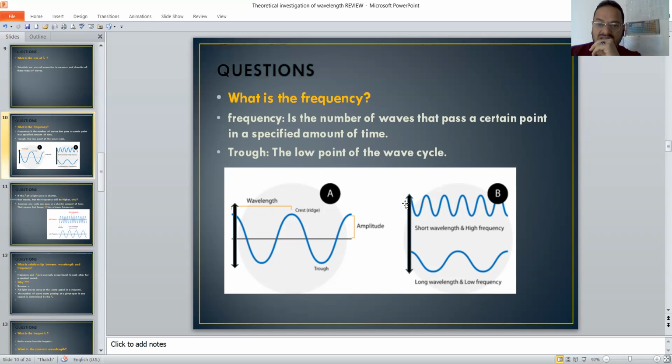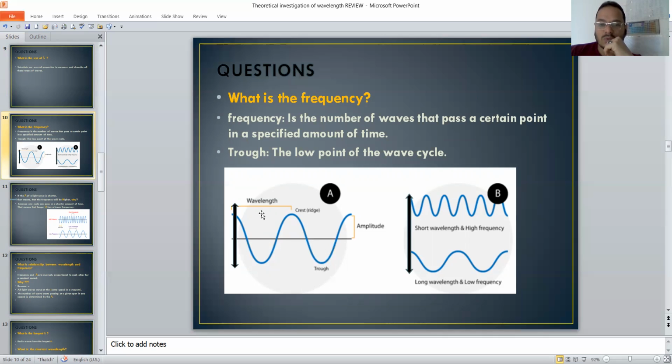Let's say here, at this certain line, but we're dealing with an important condition. Let's see what this condition is: we specify the amount of time. That means the time is constant for both of them. Trough is the low point of the wave cycle. The inverse wave, the same, both of them have the same meaning.